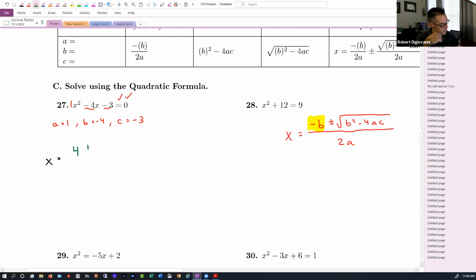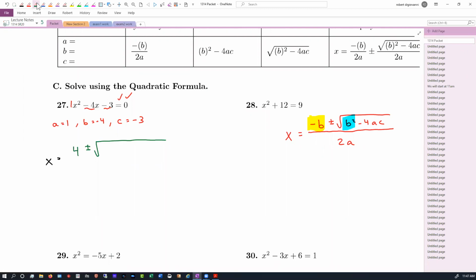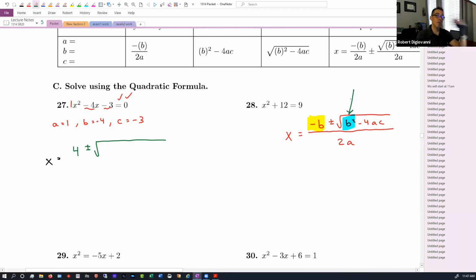Then I'm going to put plus or minus the square root. Now, the next thing that we need is b squared. That's whatever b is, right? Whatever our b is, square it. So our b is -4. And -4 squared would be 16. And that will always be a positive number, right? In this formula, b squared will always be positive.